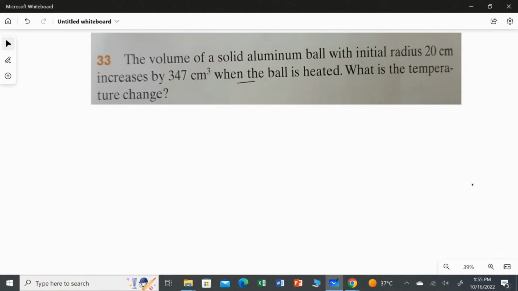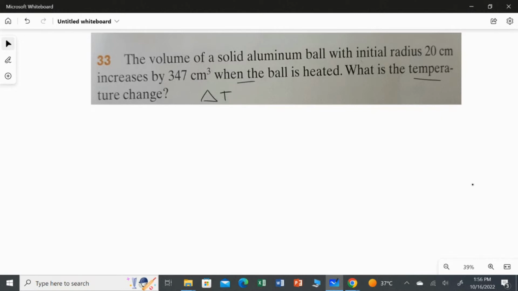Its volume gets increased. We studied these things in thermal expansion. So we have three expansions: linear expansion, area expansion, and volume expansion. So this question is related to volume expansion. So we have to substitute the values in the relation of volume expansion. What we are going to find in this question is the temperature change. That means we are going to find the value of delta T.